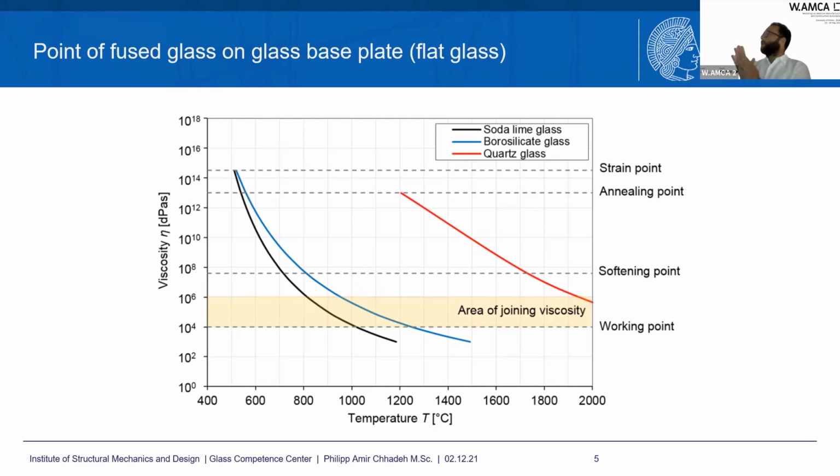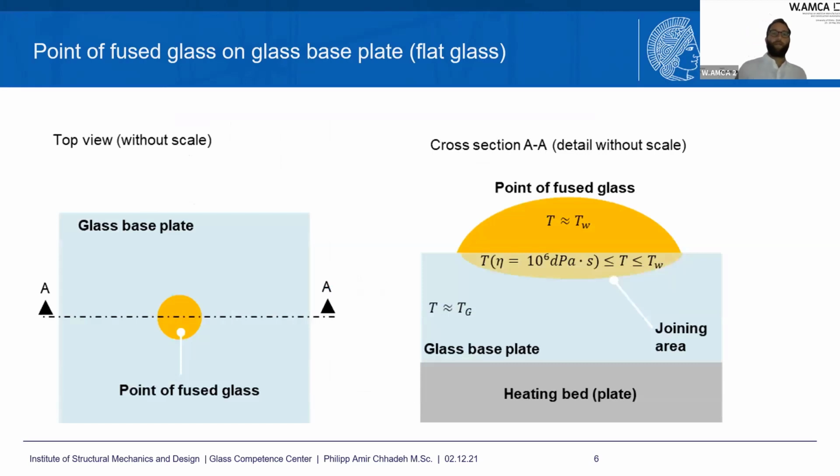Yeah, so we need to get the glass to a temperature where we are in the area of joining viscosity. In the next slide, I will show it on an example of point-fused glass onto a glass plate. On the left side, you have an image of the glass plate, with the point-fused glass in yellow, and then on the right side a section.